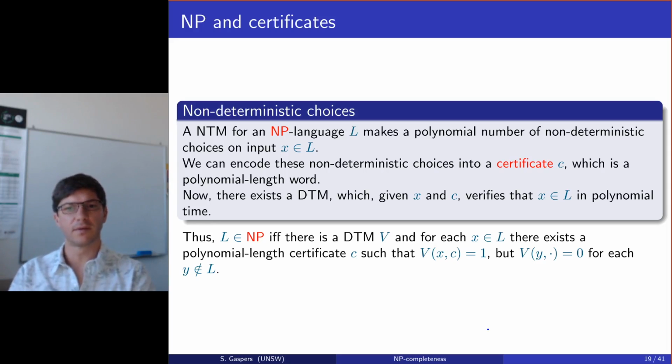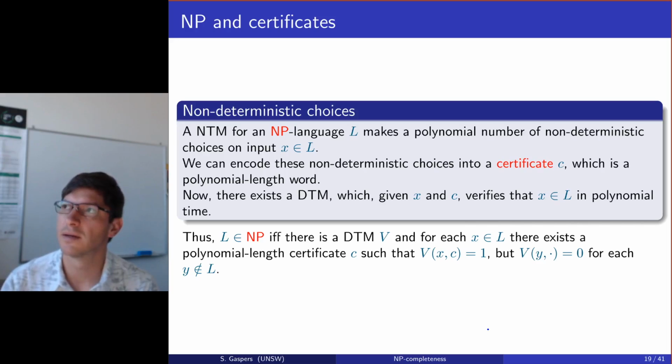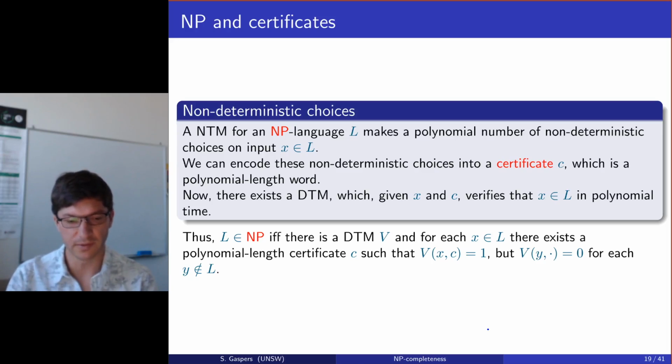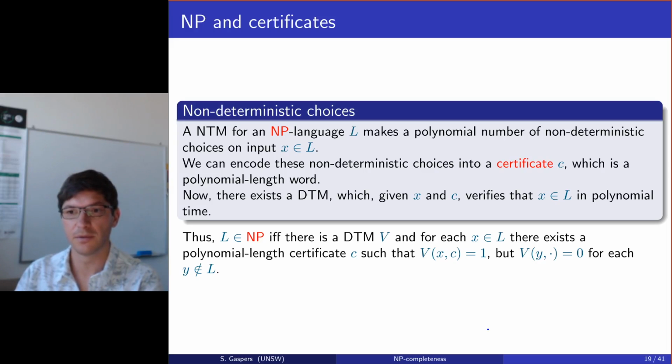So basically, this gives us a guess and check procedure for NP. There's a process that makes guesses, so it guesses the certificate, and now in polynomial time the verifier is able to check whether or not the certificate works for this instance.